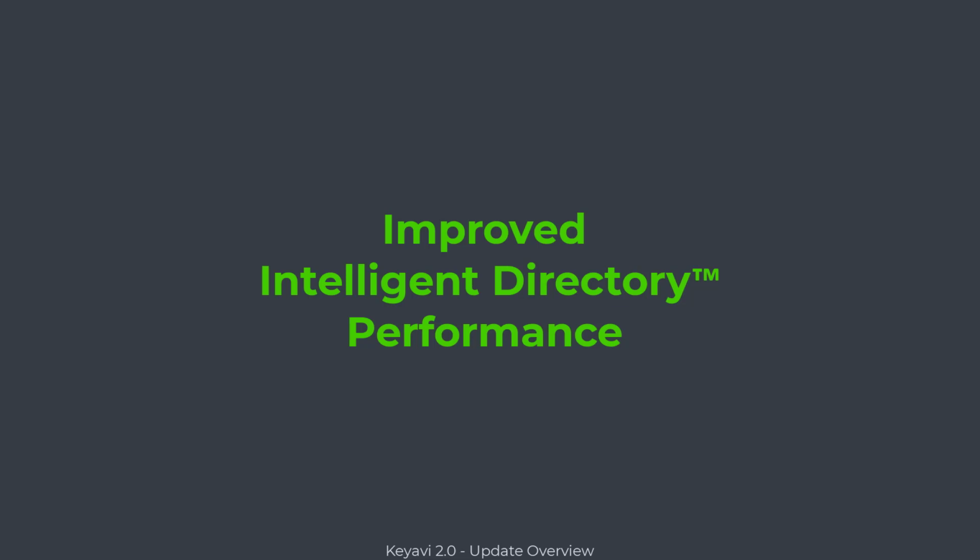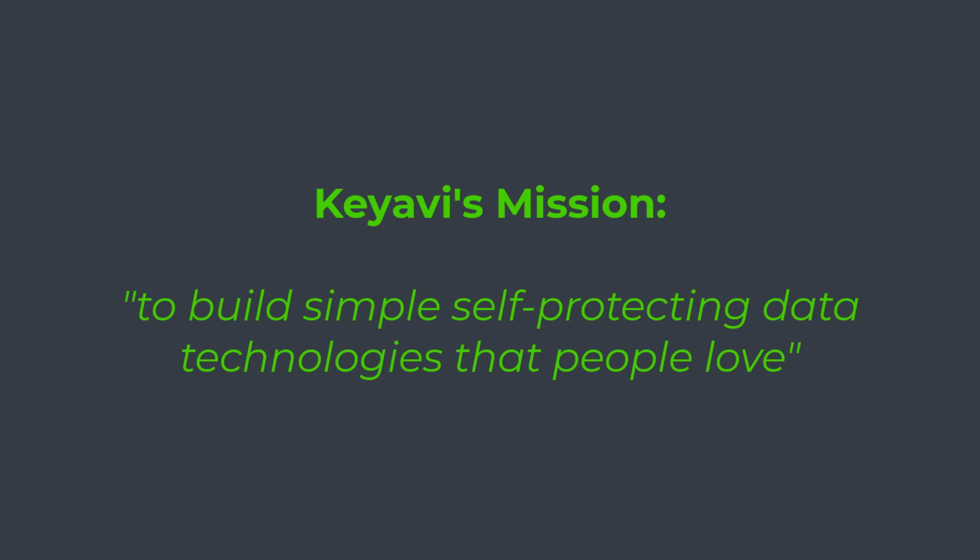Recall that Intelligent Directory is a service that can be configured on a file share to allow users to simply drop a file into a folder and it gets automatically protected with Keyavi. There's no need to use an agent or to set policies each time individually. This automated feature is one of our most popular as it removes any chance of user error. Overall, we've been hard at work enhancing our well-loved features and creating new functionality as well, all while keeping our mission in mind, and that's to build simple, self-protecting data technologies that people love.